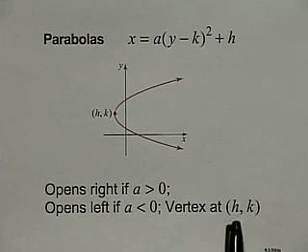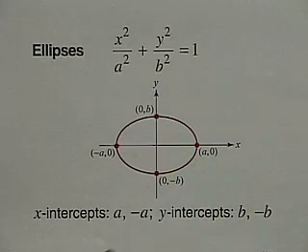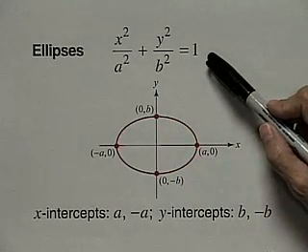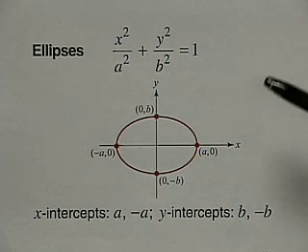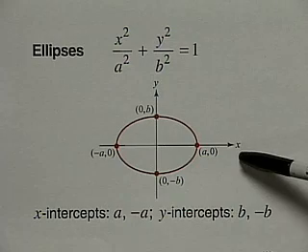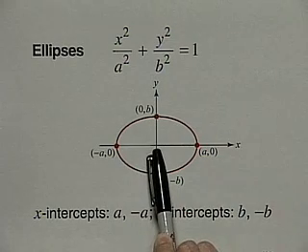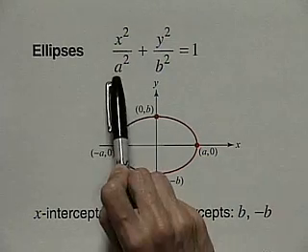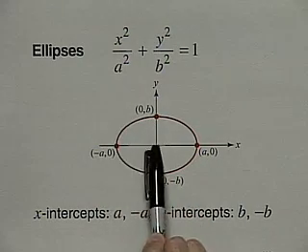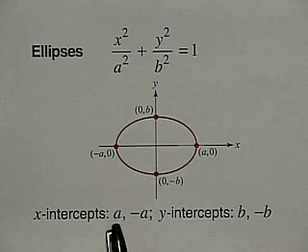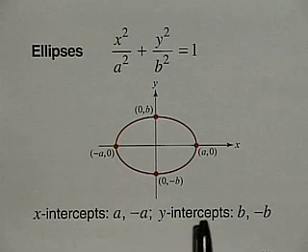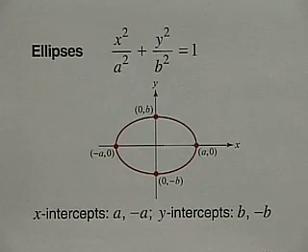Notice that consistency carried throughout the conics. Let's move on to ellipses. An ellipse that has an equation of the form x squared over a squared plus y squared over b squared equals 1 has a graph that looks like this. Notice that the center of the ellipse is (0, 0). Here, a is half the major axis, b is half the minor axis. The x-intercepts are a and negative a, the y-intercepts are b and negative b.